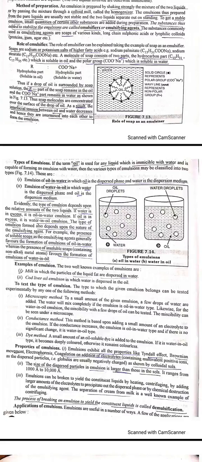Examples of emulsions: the two well-known examples of emulsions are, first, milk, in which the particles of liquid fat are dispersed in water, and second, cod liver oil emulsion, in which water is dispersed in the oil. The type to which a given emulsion belongs can be tested experimentally by any one of the following methods. First is the microscopic method, second is the conductance method, and third is the dye method.